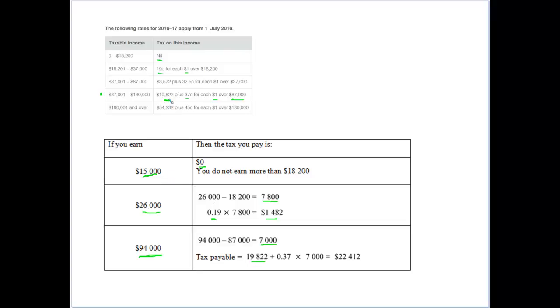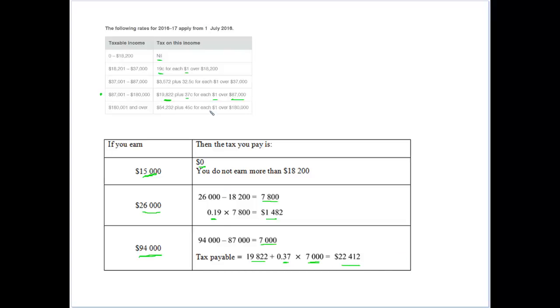So all we had to do is follow the table because the table did all the work for us for the top of the previous bracket. And then we just add to that the 37 cents in every dollar for every dollar, and there was $7,000 after the 87,000. Again, put that in the calculator. That gives us a taxation of $22,412 that we have to pay the government.